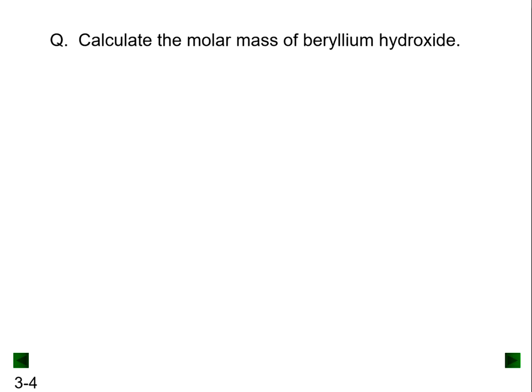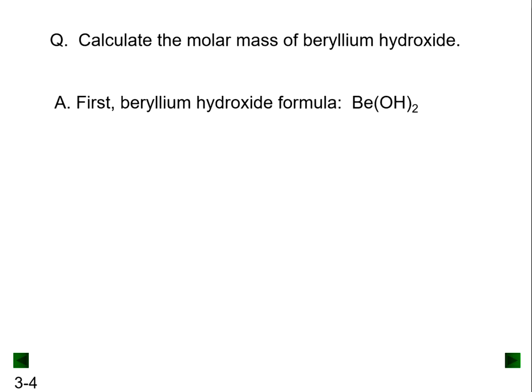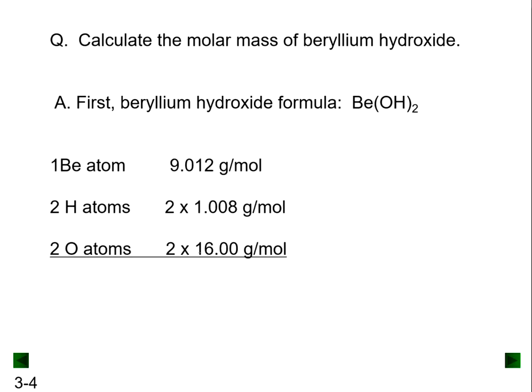So for beryllium hydroxide, we know that the formula is Be(OH)2. There's 2 hydroxide units for each beryllium, as the hydroxide has a -1 charge and the beryllium has a +2 charge. Now, knowing that, we can go through and calculate the molar mass.